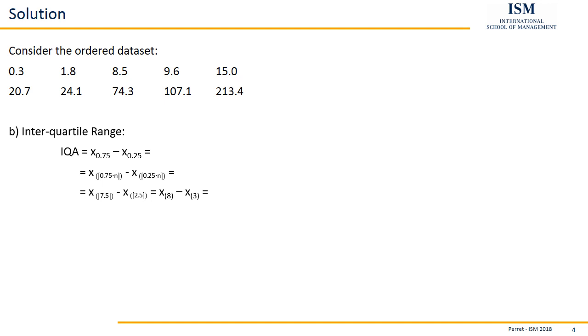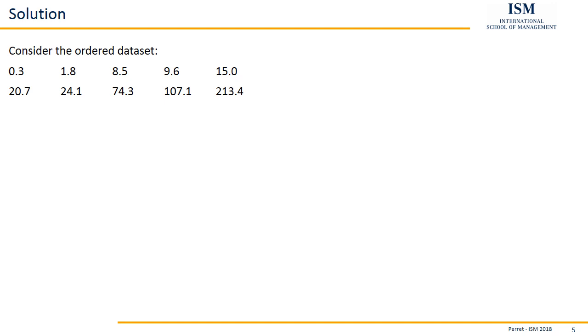So we select for the third quartile the 8th value in the data set, and for the first quartile the 3rd value in the data set. So the third quartile, that's 74.3, and the first quartile, the 3rd value in the data set, that's the 8.5. The difference between the two, that's 65.8. So the 65.8, that's our interquartile range. And this solves part 2 of this exercise.